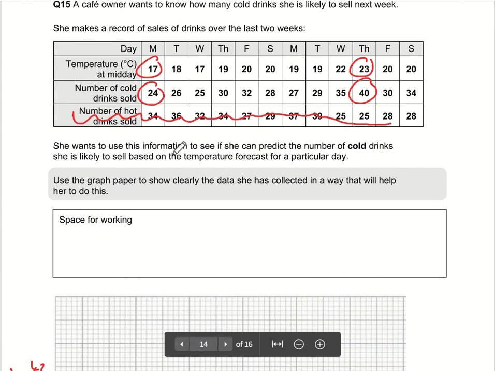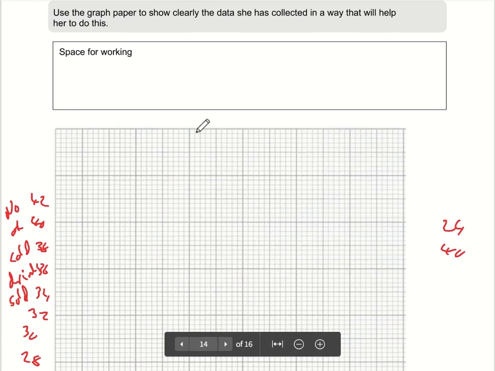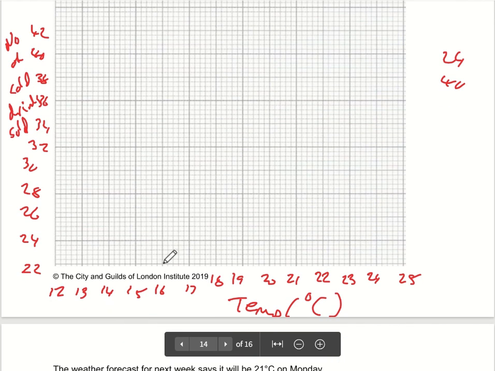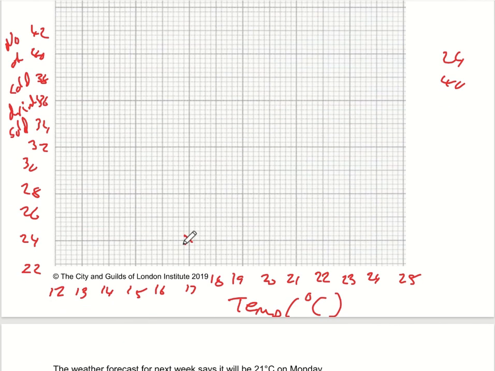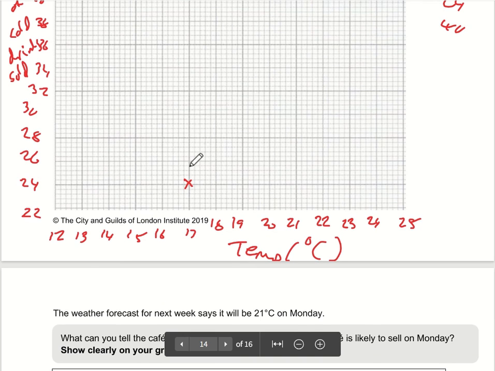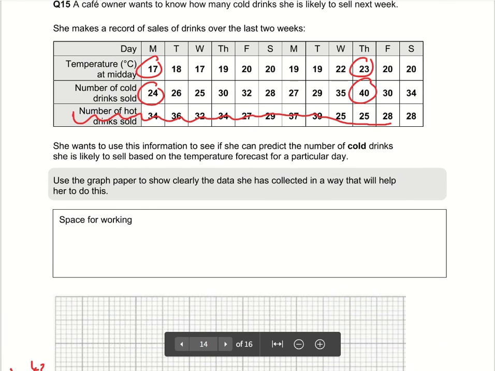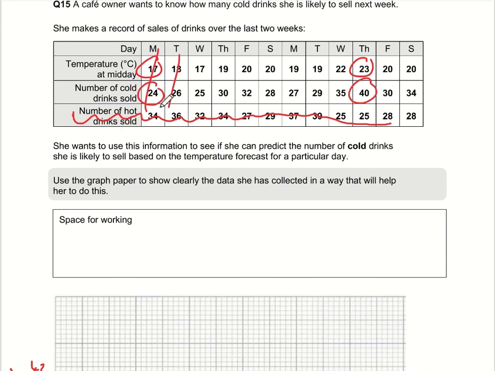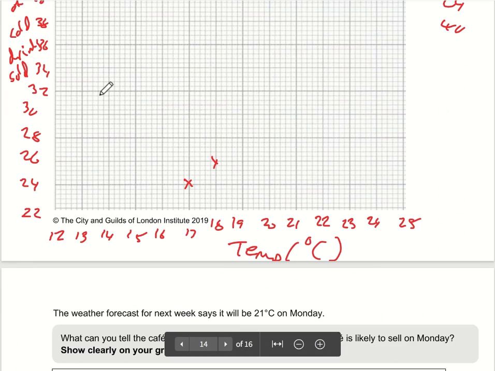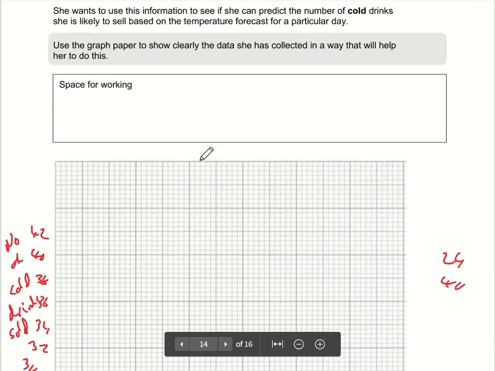Okay, so we need to plot all of these, so we're going to be doing a lot of up and down. So 17, 24, nice and easy. Then we've got 18, 26. So I've done those two. 17, 25, so it's halfway between 24 and 26.